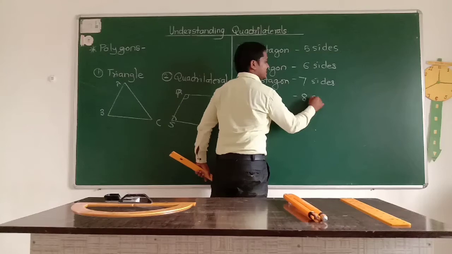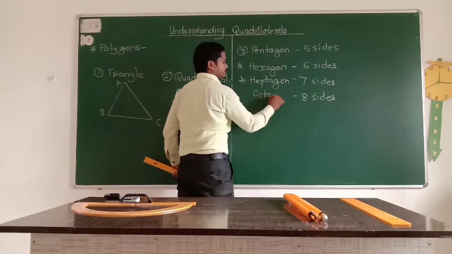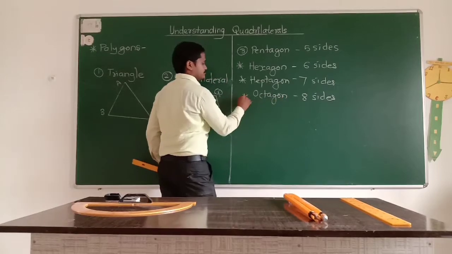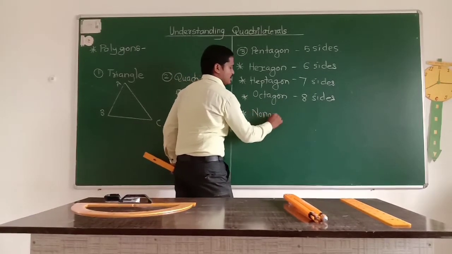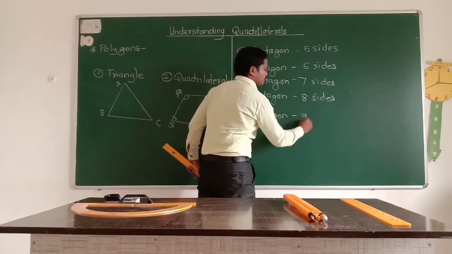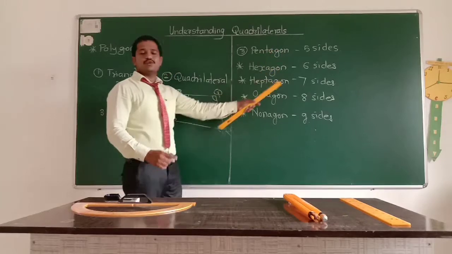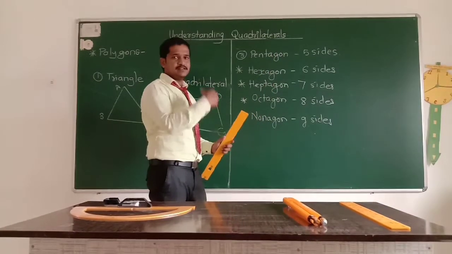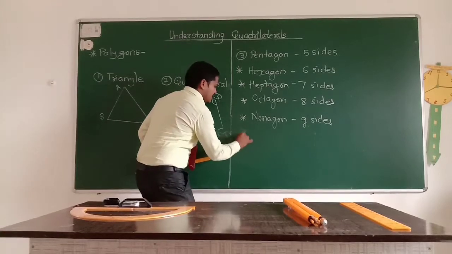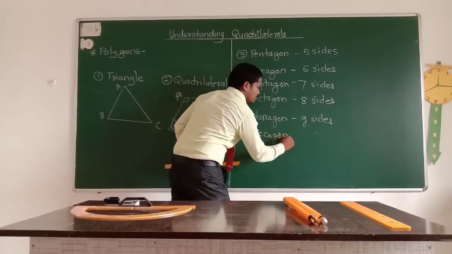A polygon with 8 sides is known as octagon, and a polygon with 9 sides is known as nonagon. Nonagon has how many sides? 9 sides. So see, there are corresponding numbers of angles and vertices as well. If there are 6 sides, then there will be 6 angles and 6 vertices. And the polygon with 10 sides is known as decagon.